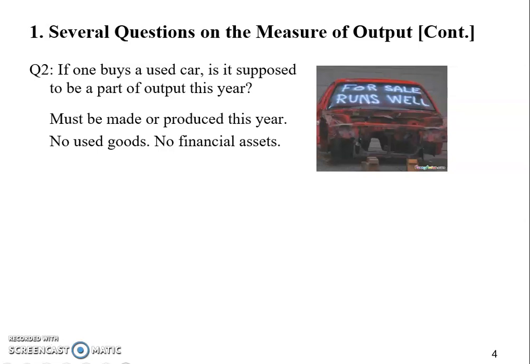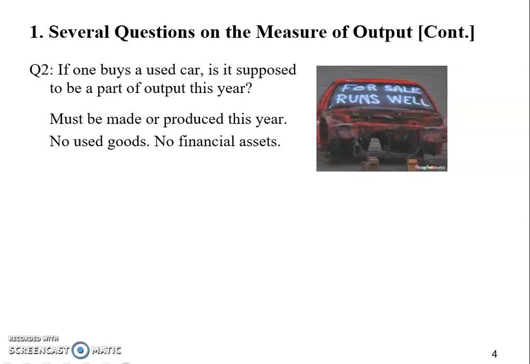Therefore there's no used goods that will be included, like this car you find in the picture. If it's a used car, we are assuming it was produced in previous years, so it has already been counted as a previous year's output, and we don't want to double count it. It's not produced this year, so we don't spend any productive resources on its production this year. That's why it's not part of the output for this year.